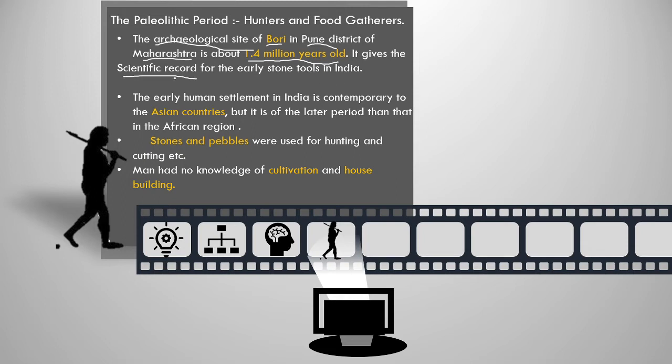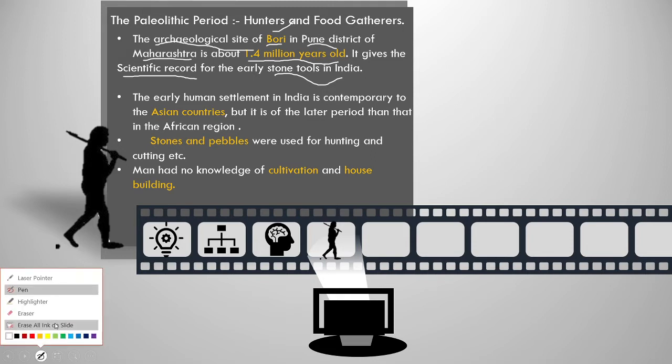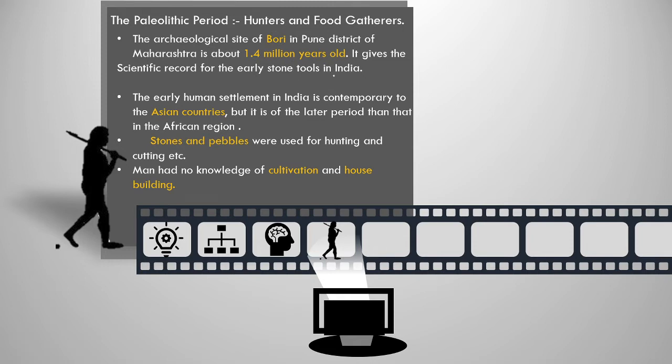What does it give? It gives a scientific record about the early stones in India. The early stones in India were found only in Bori in Pune district of Maharashtra. How many years ago? 1.4 million years ago.